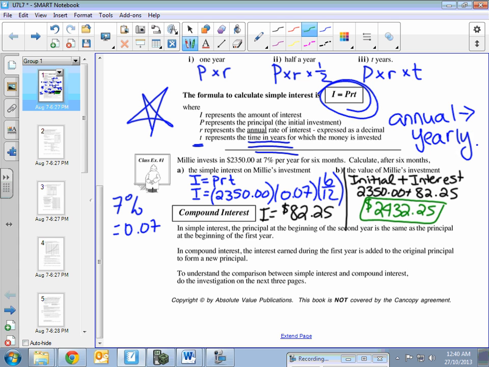We're just going to touch on compound interest just so you understand the difference between the two. So in simple interest, the principal at the beginning of the second year is the same as the principal at the beginning of the first year. So simple interest is always going to be the same principal.